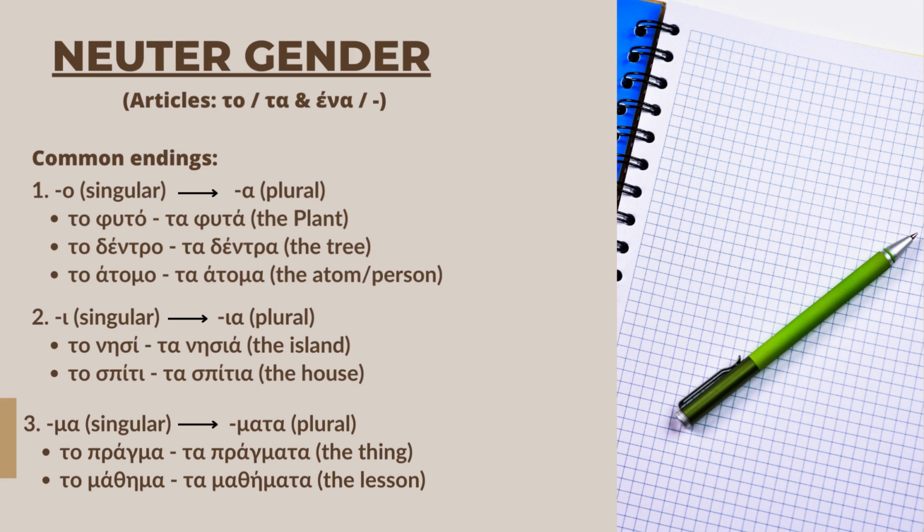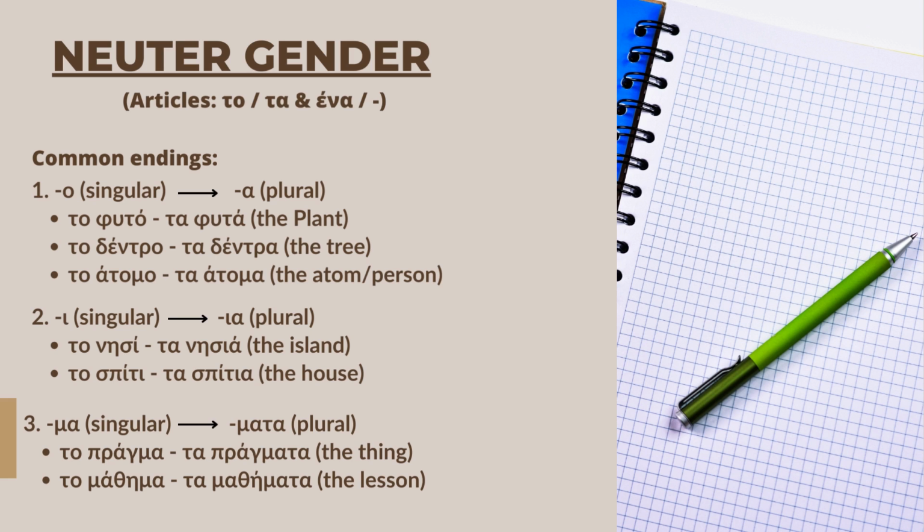The second common ending is iota. We pronounce it as i again. And the plural form is iota alpha, ia. So we have two words here as examples. Let's check them out. The first one is το νησί, which becomes τα νησιά. This is the word for the island. Το σπίτι becomes τα σπίτια, house.